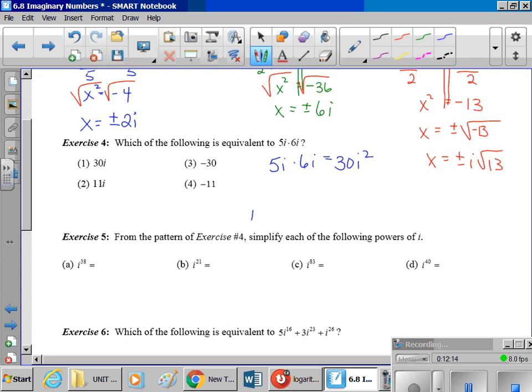Now, i squared is equal to the radical of negative 1, squared. So they kind of undo each other, right? So this undoes this. So i squared is equal to negative 1. And that's an important piece of information to remember, that i squared is equal to negative 1. So this is going to equal 30 times negative 1, which is negative 30.